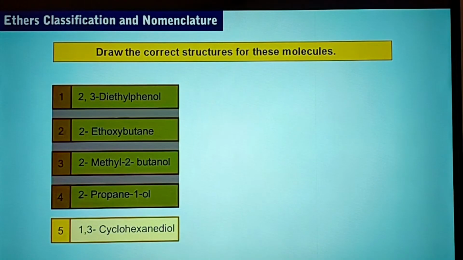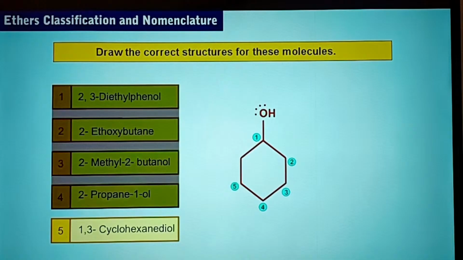The last molecule is 1,3-cyclohexanedione. Start with the fixed numbering. Put a carbonyl group on one carbon. That position is carbon number 1. Put a second carbonyl group on a carbon atom 2 positions away.